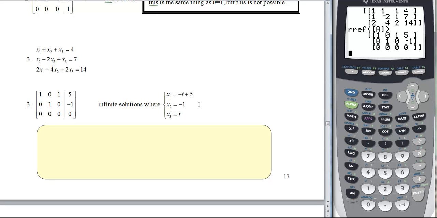X sub 2 equals negative 1. Now remember, this was x sub 1 plus x sub 3 equals 5. If you move the x sub 3 over, it becomes a negative x sub 3. So either you could put t in now and then move it to the other side of the equation, but whichever way you do it, your x sub 1 will equal negative t plus 5.